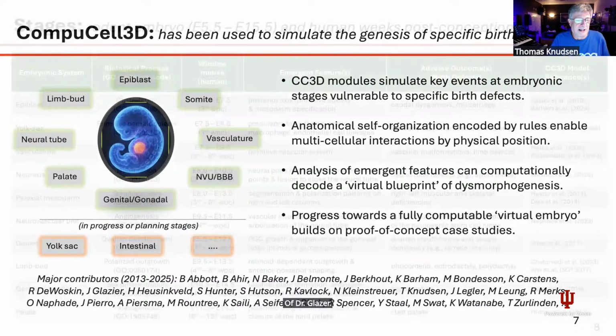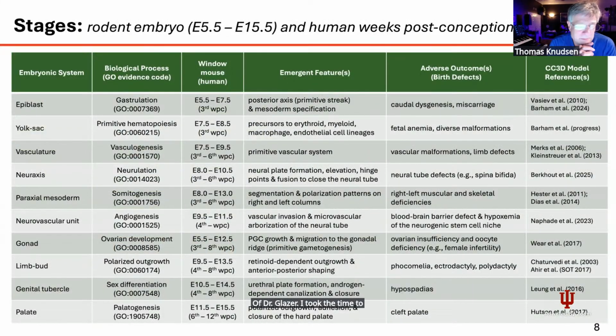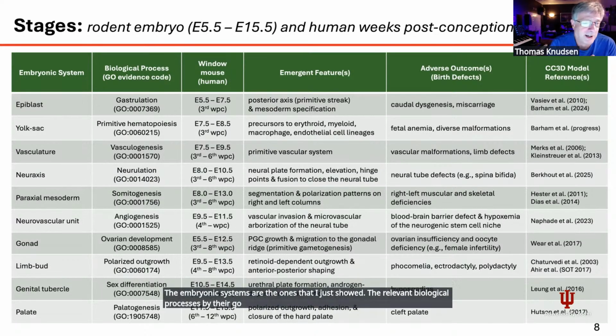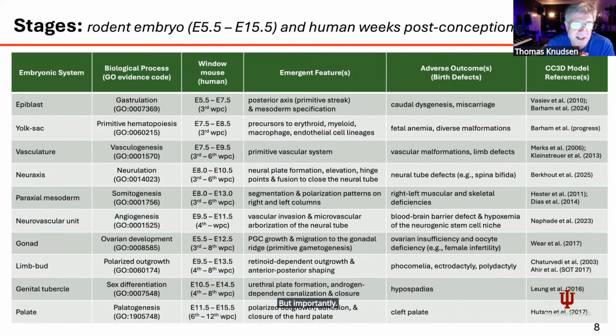I took the time to put a little bit of information in on what these models can show. You don't have to read this slide, but the embryonic systems are the ones that I just showed. The relevant biological processes by their GO ontology evidence codes are shown here. But importantly, the window of time that these models are fit for purpose is shown here. We've calibrated that to the mouse embryonic stages.